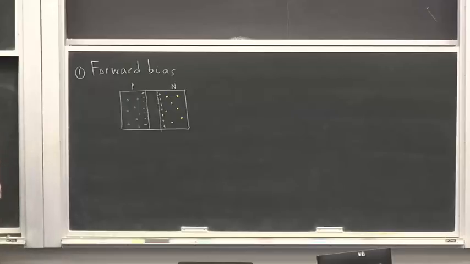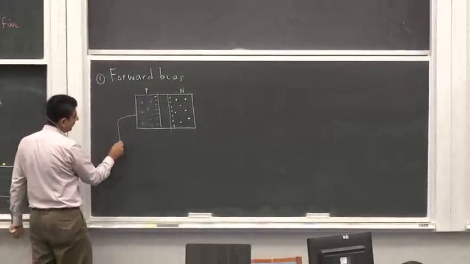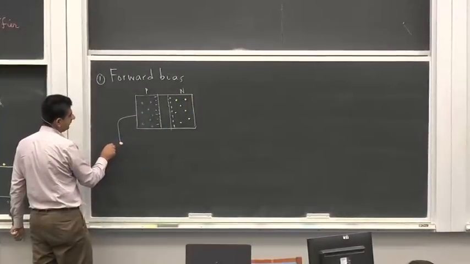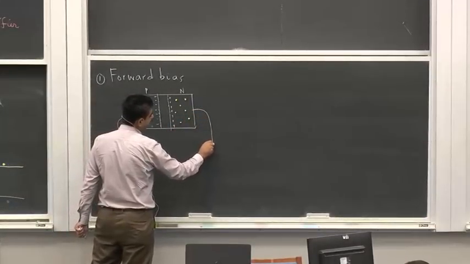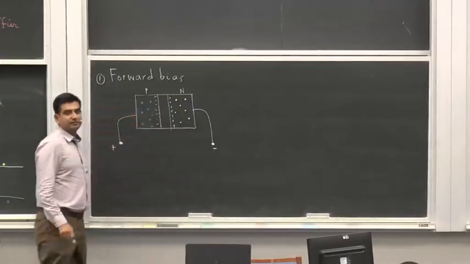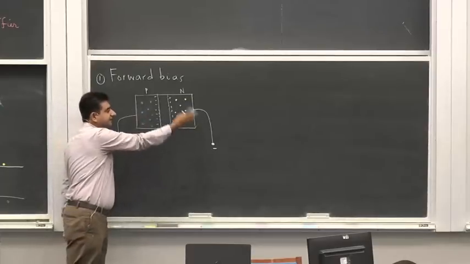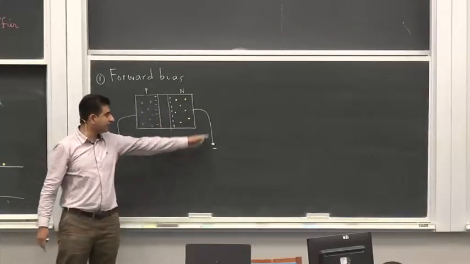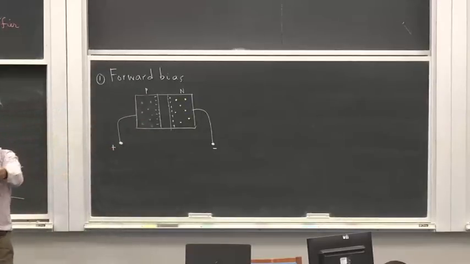Now I'm going to bias this, which means I would like to connect this to the positive terminal of a battery, and I would like to connect this to the negative terminal of the battery. So electrons can flow inside this external circuit because these are metal wires. And in metal wires, electrons flow. The charge carriers are mobile, free electrons.